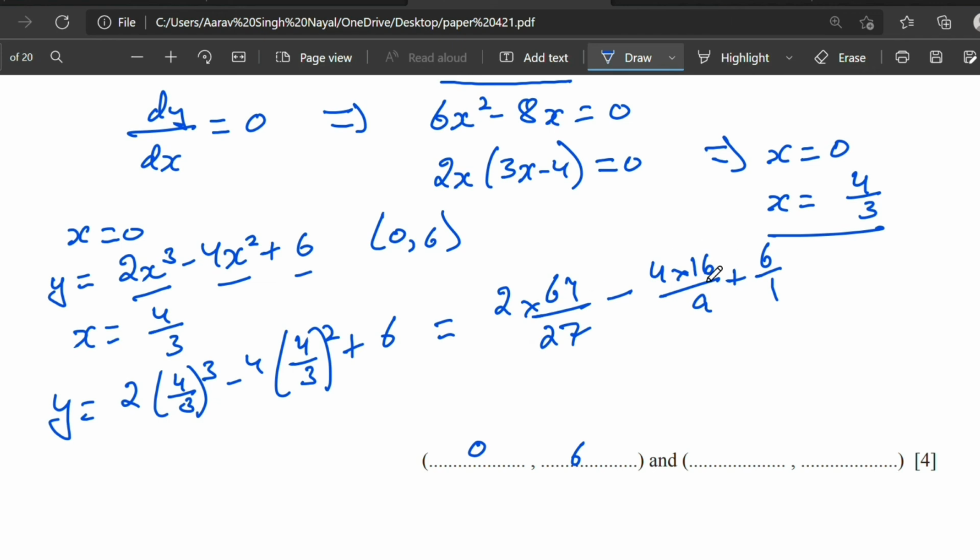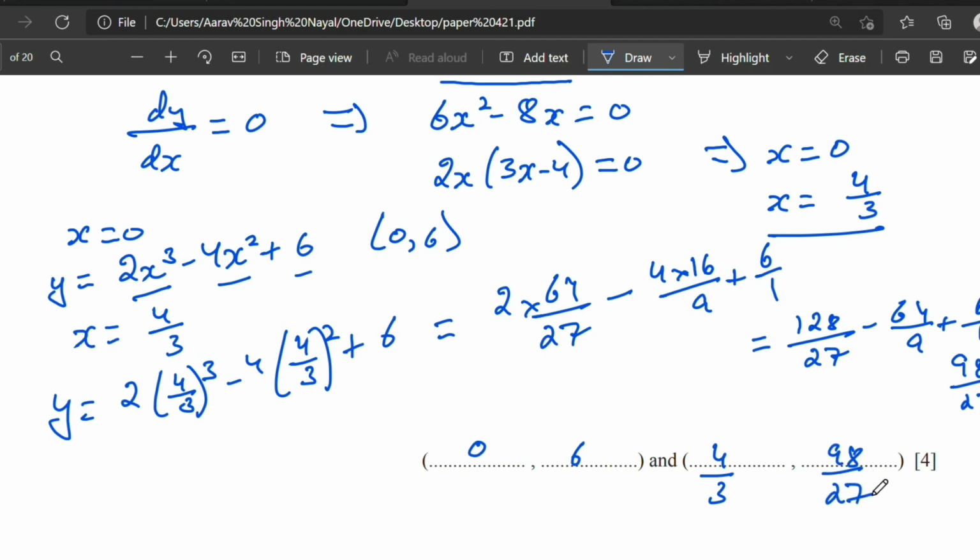Again solving it, this will be 128 by 27 minus 64 by 9 plus 6 by 1. Now solving it as a fraction, you will get this as 98 by 27. You can check this in your calculator by substituting the values. So the point is (4 by 3, 98 by 27).